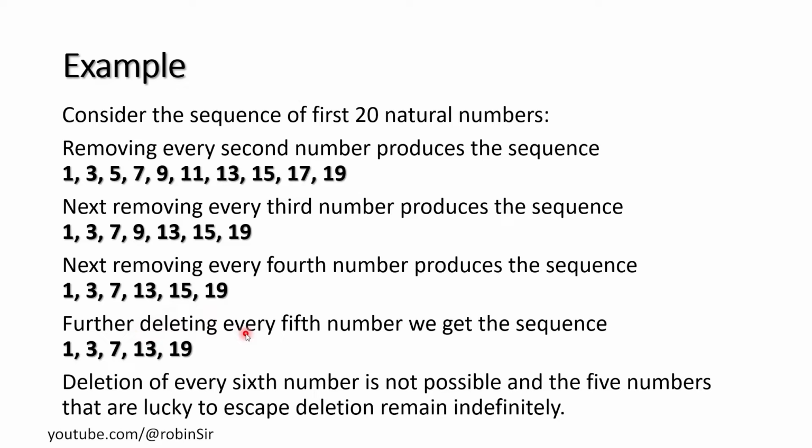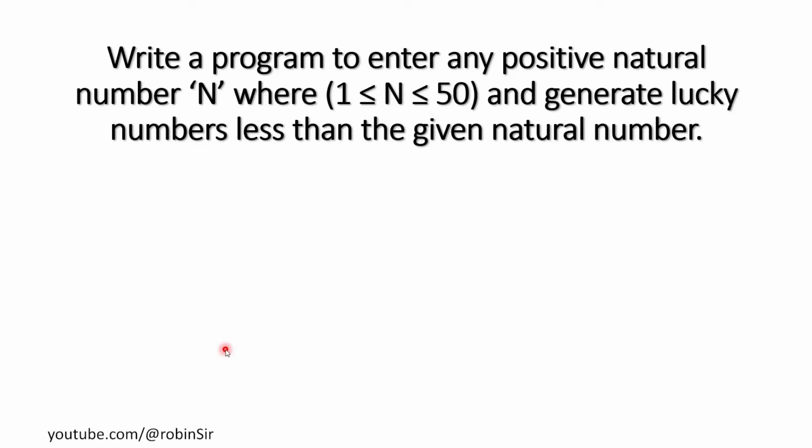And further, if we delete every fifth number, in that case 15 gets removed because 15 was the fifth number, and we are left with this sequence. And now it's not possible to remove every sixth number because we have less than 6 numbers, and that's why these are the lucky numbers, because they could not be deleted.